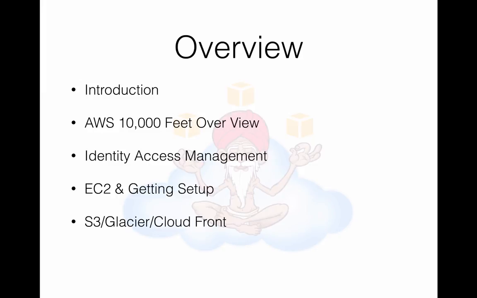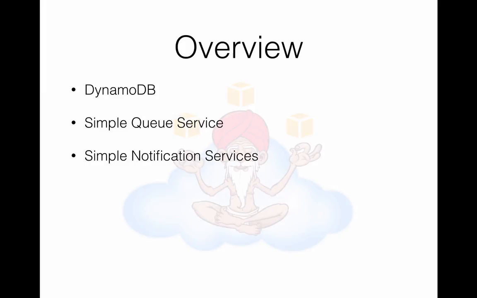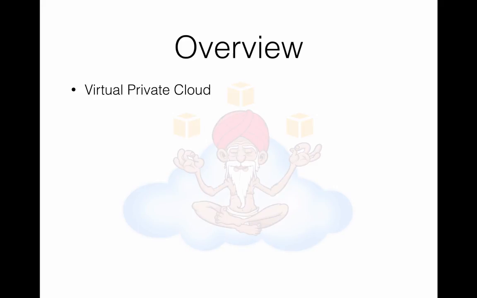We'll then look at Amazon's storage service S3. We'll also look at Glacier and CloudFront. We'll then do a quick overview of databases generally, and then we'll specifically target DynamoDB, which is a main topic in the exam. We'll then look at some application services, starting with Simple Queue Service. We'll look at Simple Notification Service and Simple Workflow Service and what the difference is between all three of them. We'll then look at CloudFormation as well as Elastic Beanstalk. We'll then look at building our own virtual private cloud, and then we'll look at the AWS shared responsibility model.